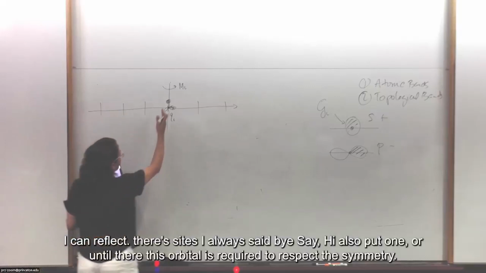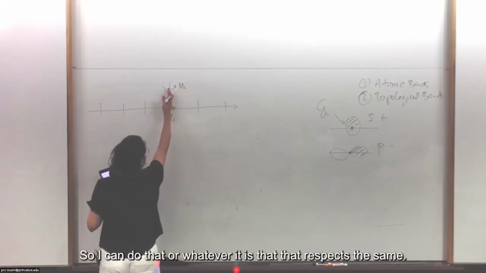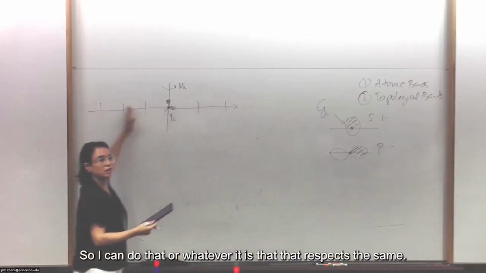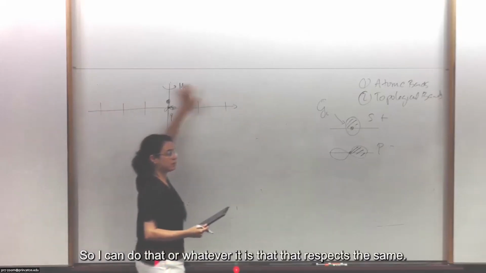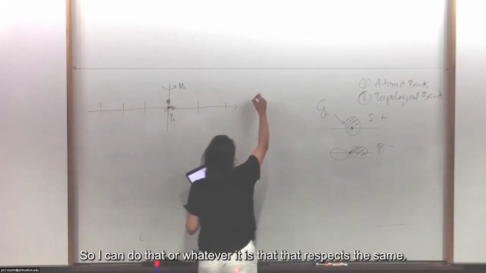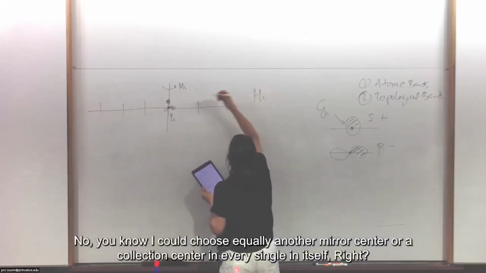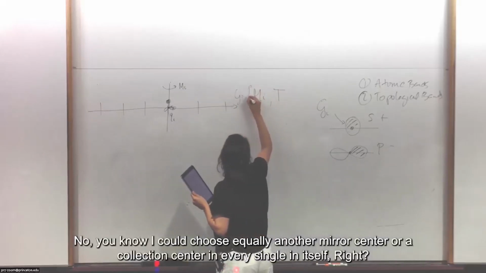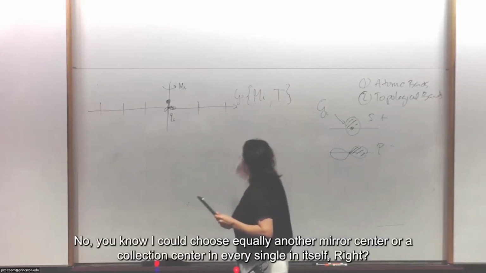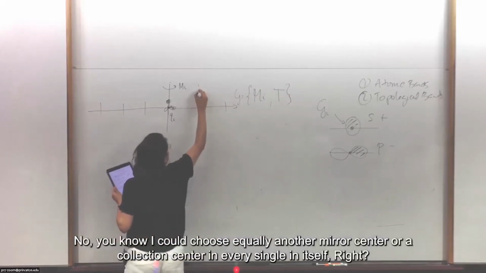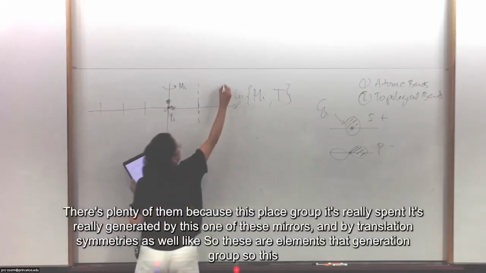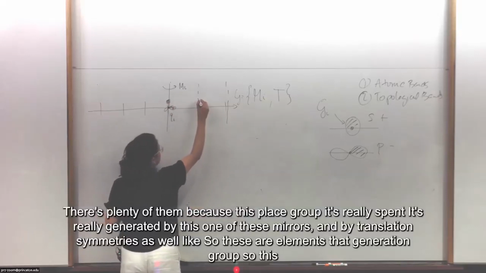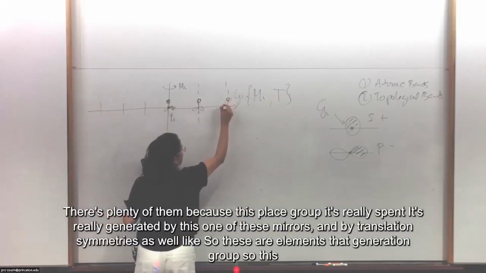Now, I could choose equally another mirror center or reflection center in every single unit cell, right? There's plenty of them because the space group is really generated by one of these mirrors and by translation symmetries as well. Right? So these are the elements that generate the group. So this means that I can also have another mirror inversion center here and another one here. And just by translation, I must make sure that this orbital is repeated everywhere, and so on.